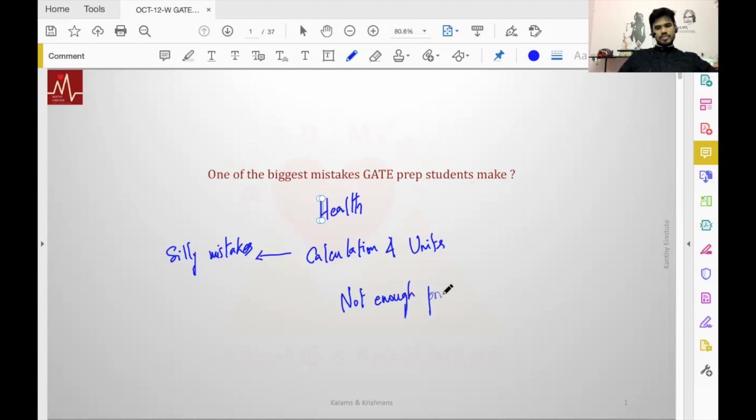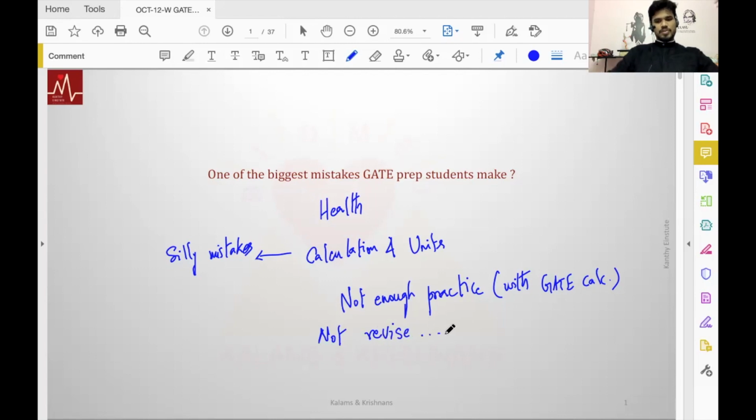And for today, I'm going to add a couple of connecting words to it with the GATE calculator. Then of course, time management, lack of planning. We have so many other things. Then, yeah, not revising. Near the end, revision becomes extremely important.